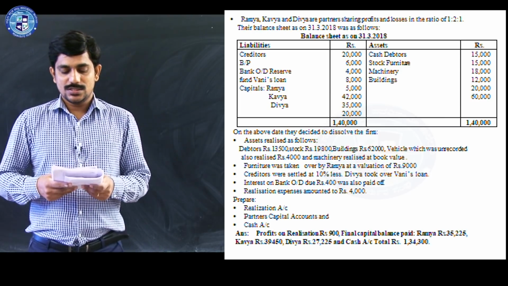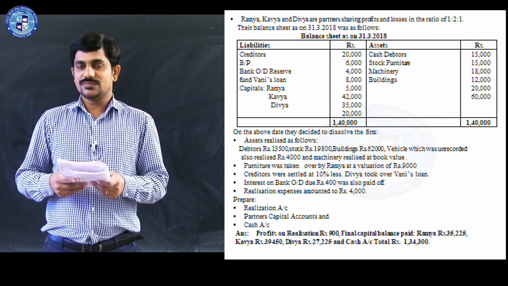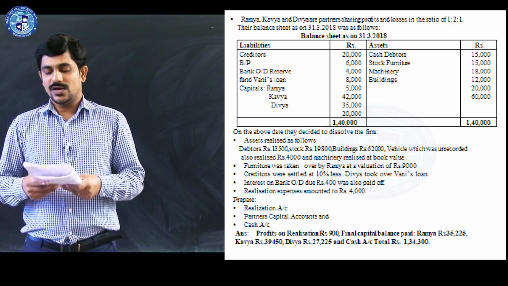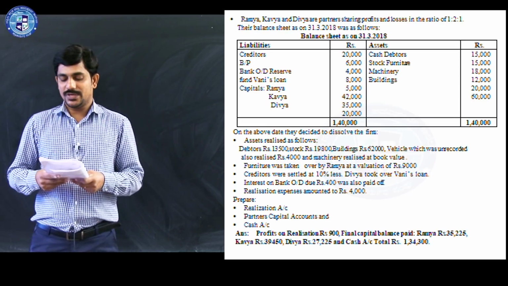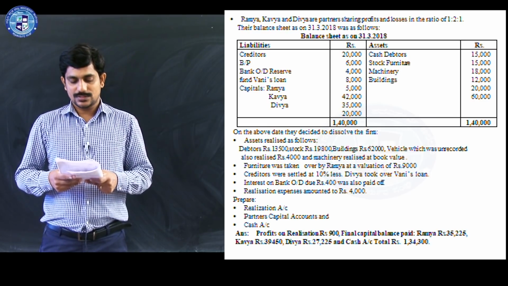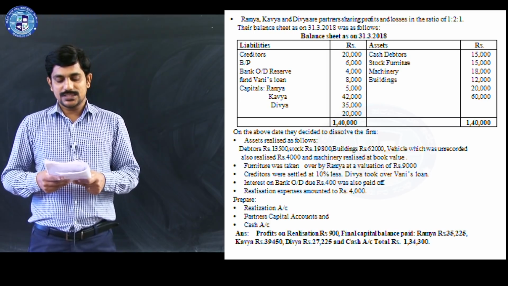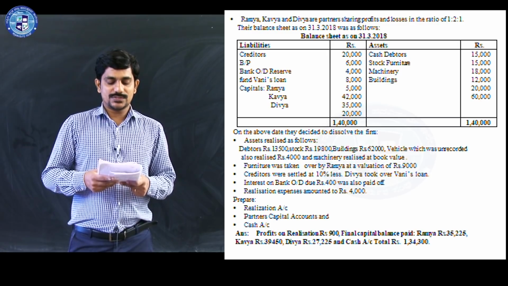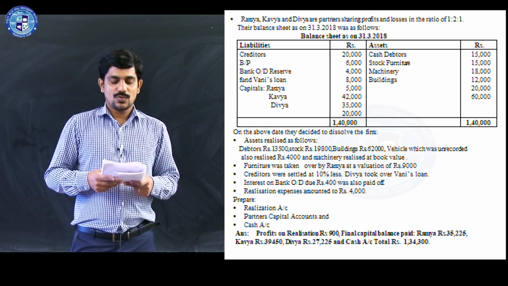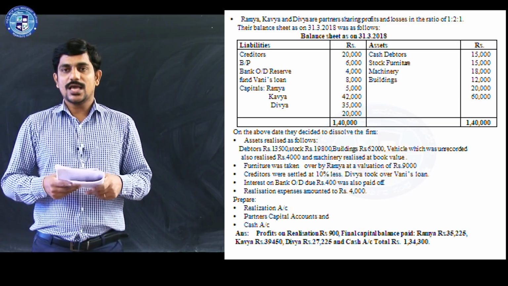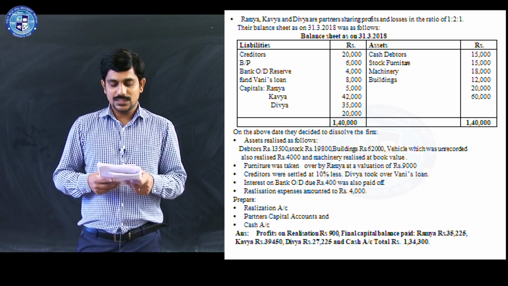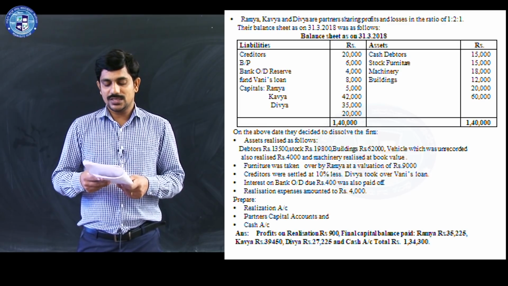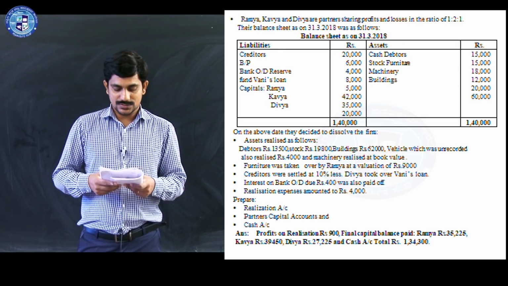Balance sheet: asset side, cash 15,000, debtors 15,000, stock 18,000, furniture 12,000, machinery 20,000, building 60,000. In the liabilities side, creditors 20,000, bills payable 6,000, bank overdraft 4,000, reserve fund 8,000, Vani's loan 5,000, capitals of Ramya 42,000, Kavya 35,000, Divya 20,000. The total of balance sheet is 1,40,000.